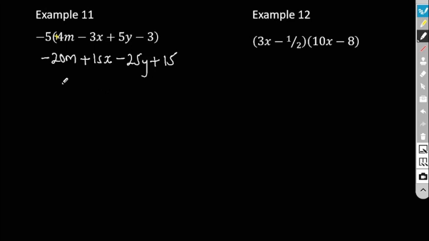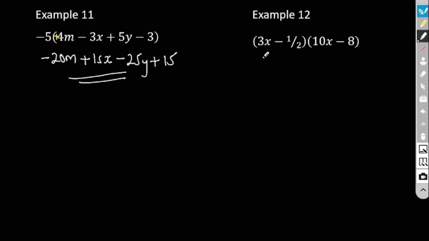Then we need to check if they are like terms so that we can simplify our expression. For this case, we don't have any like terms, and therefore this is our simplified form of that expansion. For example 12, we have 2 brackets, and to expand this, we have 2 options. One, we can use the elements of the first bracket to open the entire second bracket, or we can use the elements of the second bracket to open the entire first bracket.